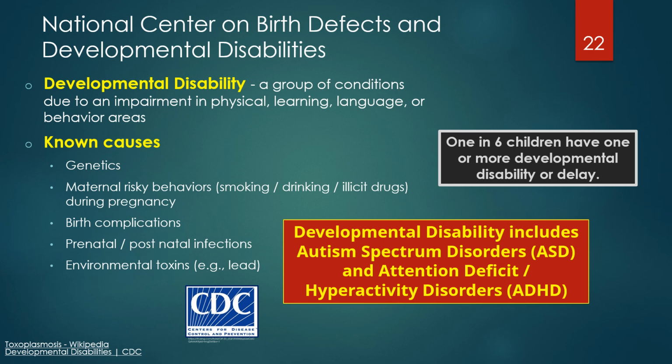Known causes include genetics, maternal risky behaviors, smoking, drinking, illicit drug use during pregnancy, complications during birth, infections of the mother during pregnancy or of the baby early in life, and environmental toxin exposures of the mother or child, like lead. Approximately 1 in 6 children in the United States have one or more developmental disability or delay.